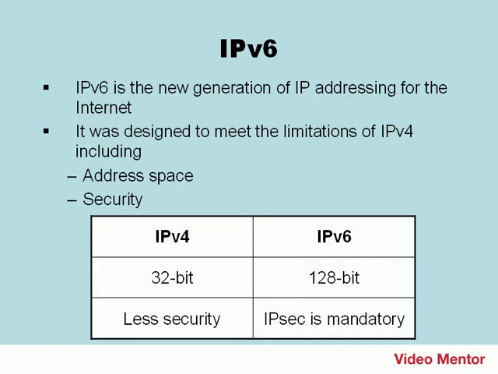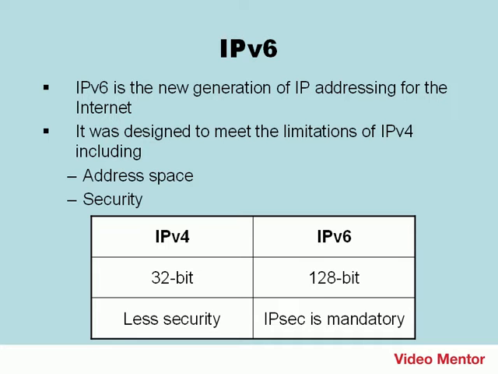For example, IP version 4 is a 32-bit system, meaning that its address space is limited to 4 billion values. IP version 6 is a 128-bit system, which allows for 340 undecillion addresses. IP version 4 has less security in general, and for example, in IP version 6, IPsec is mandatory.